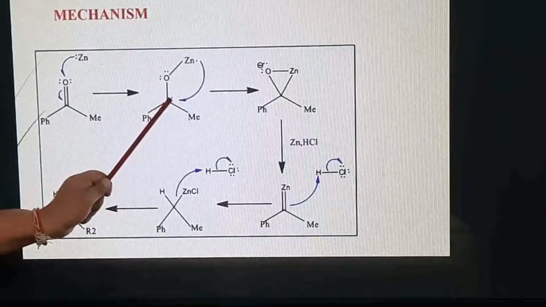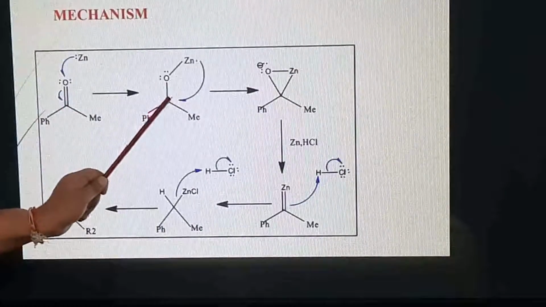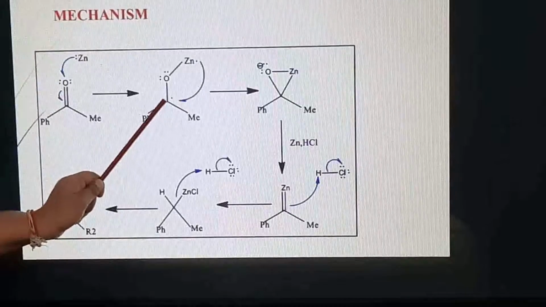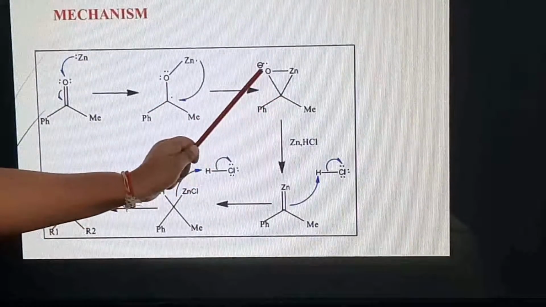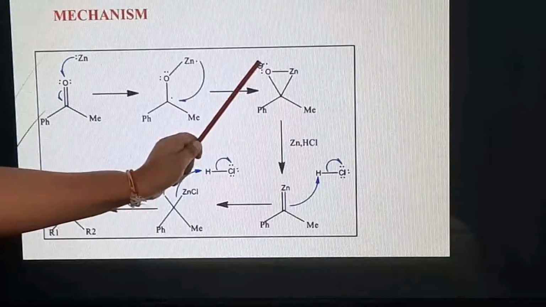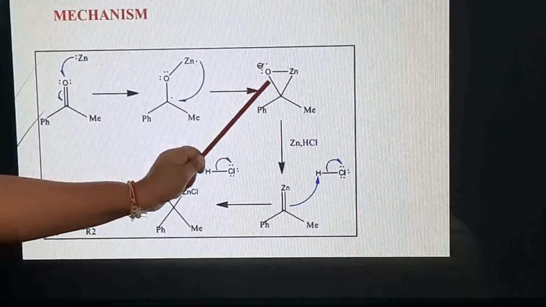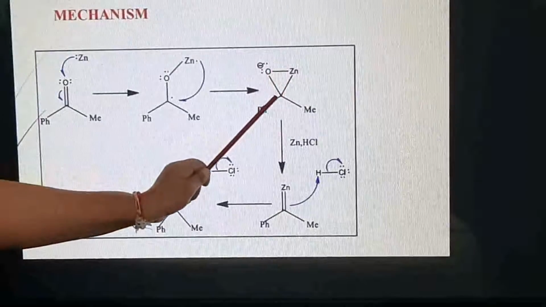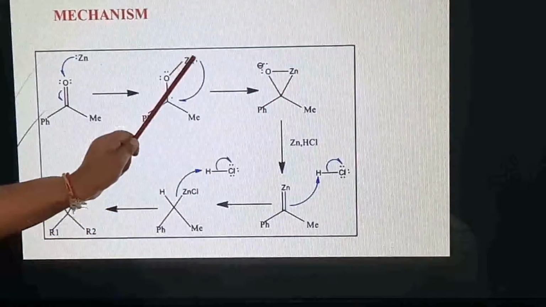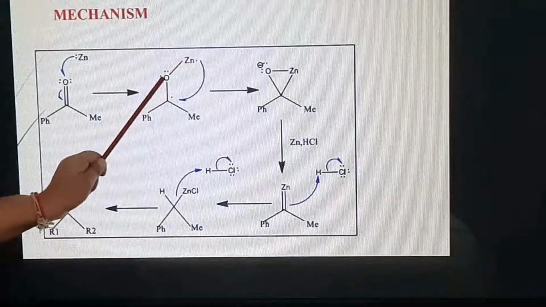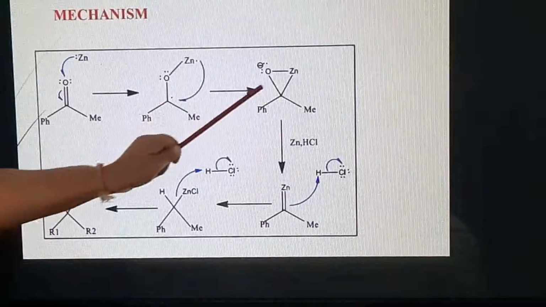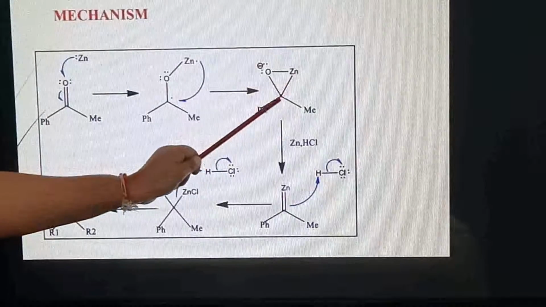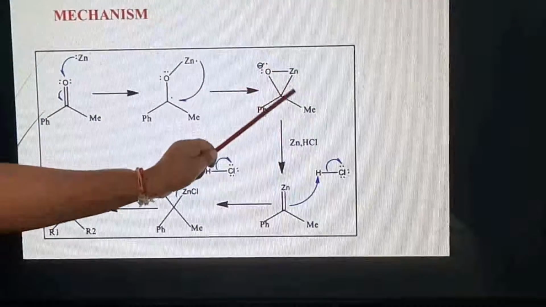Sometimes we can show a negative charge here. The negative charge comes to the oxygen, so oxygen gets the negative charge. Then a triangle form of bonding takes place: zinc, oxygen, and zinc again bonding with the carbon. That is why this triangle bond formation takes place. This is the intermediate formation.